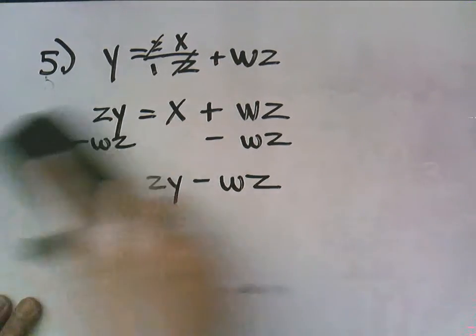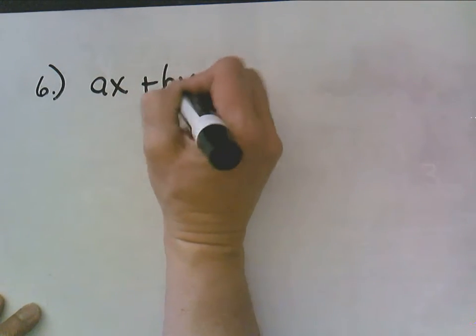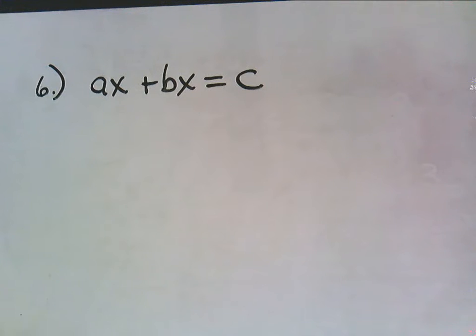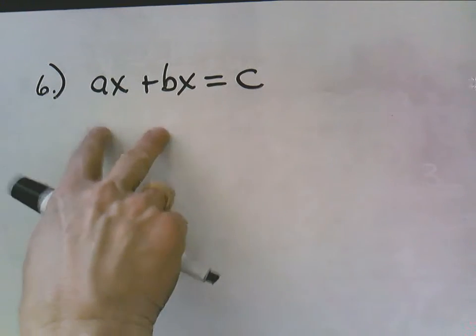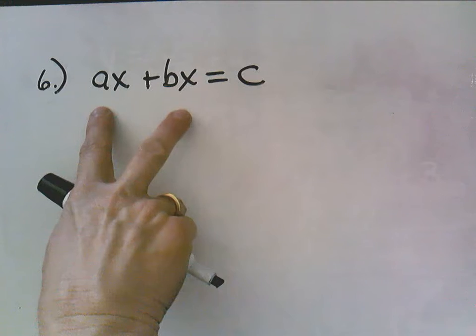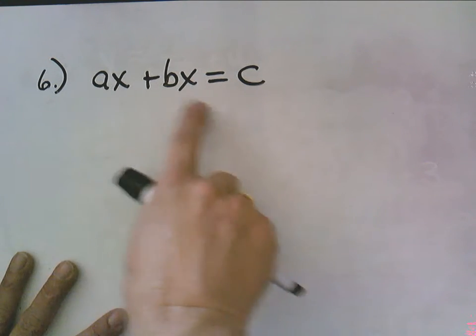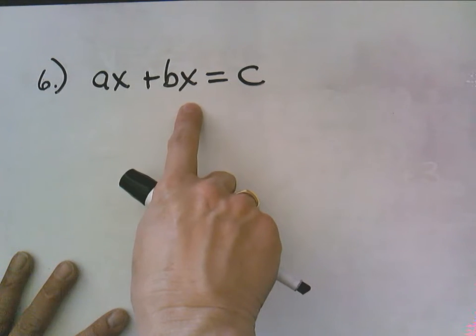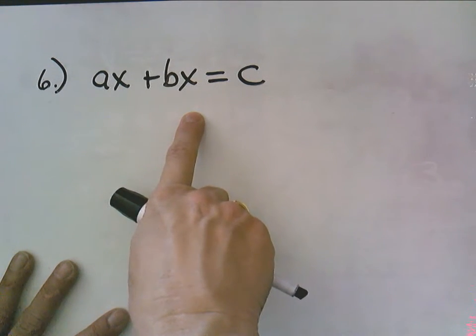Okay, and now for the last one, number 6, ax plus bx equals c. And I have to solve for x. Now, I have both terms that have an x on the same side. They can't be combined, though, because I can't combine the a with the b. So, this is a situation where Grandma, who is x, is in the house, and she brought the wrong cookies, so we're kicking her out.